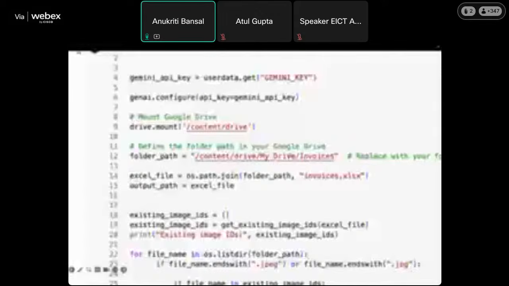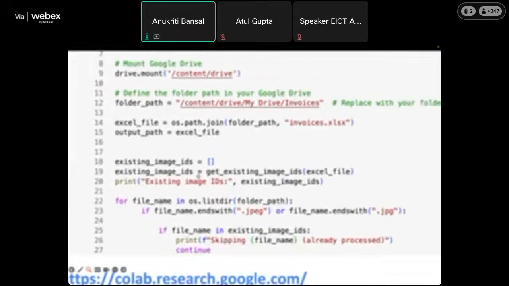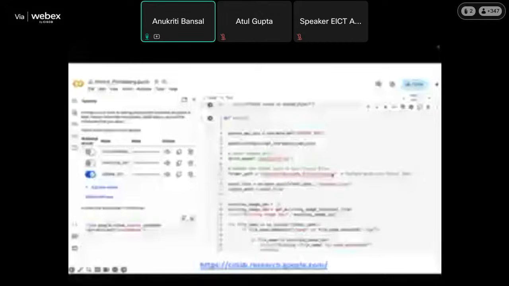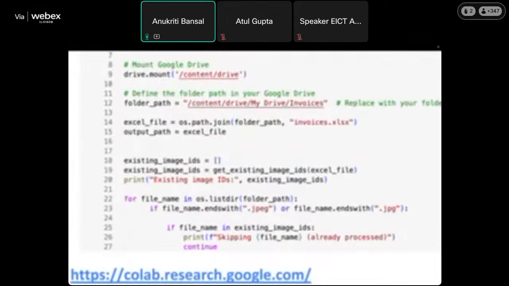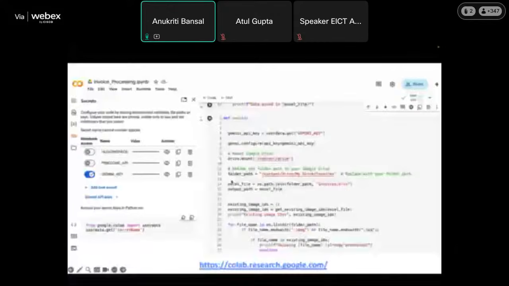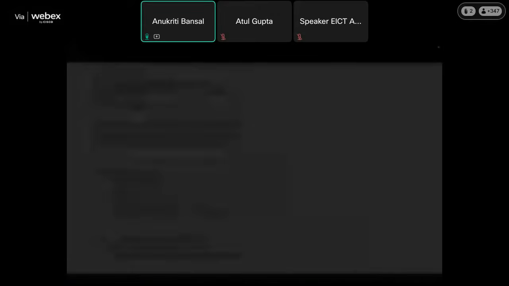In my drive I have created a folder, invoices, which contains the pictures of all the invoices. I have kept I think 12-13 invoices, and then the complete code is written. The code is also checking whether I have used the same image ID or not. Maybe I don't want to process the same invoice twice, so it is checking whether I'm processing my invoices multiple times or not.